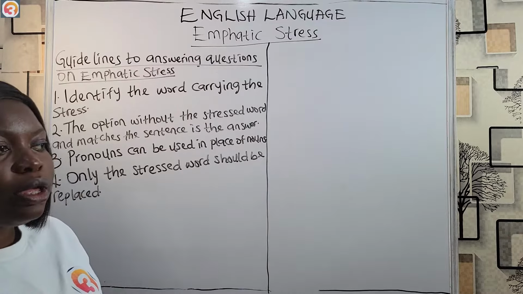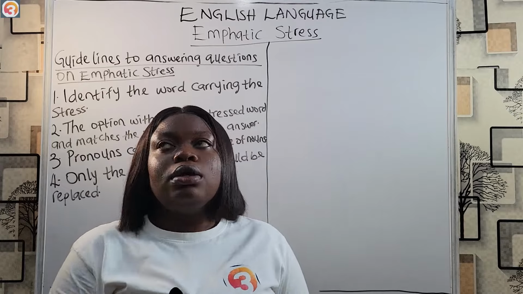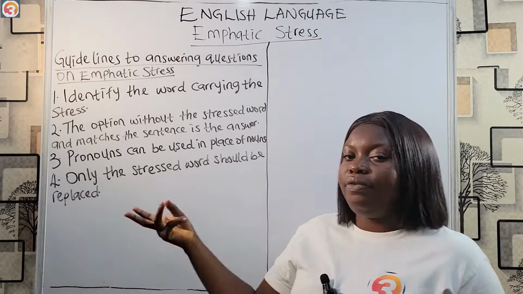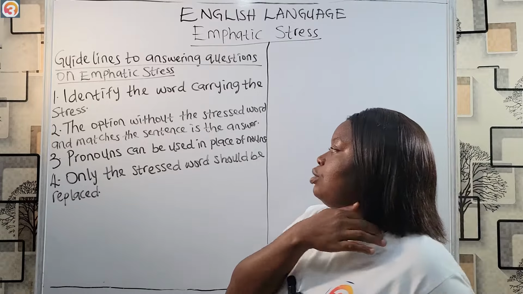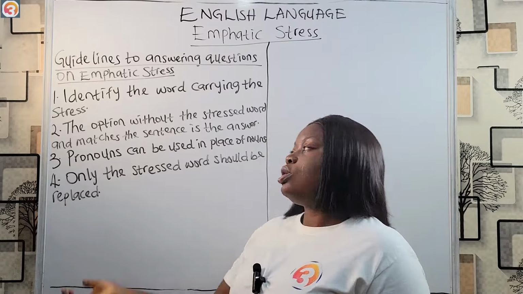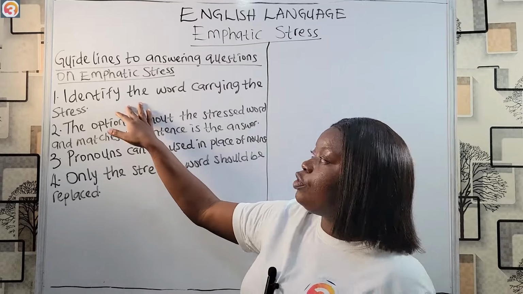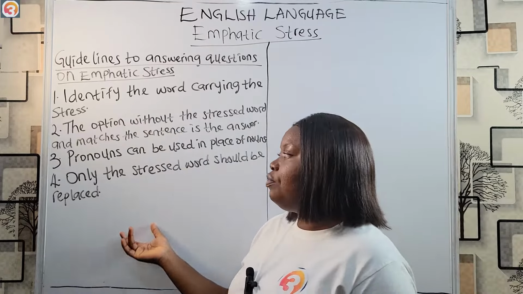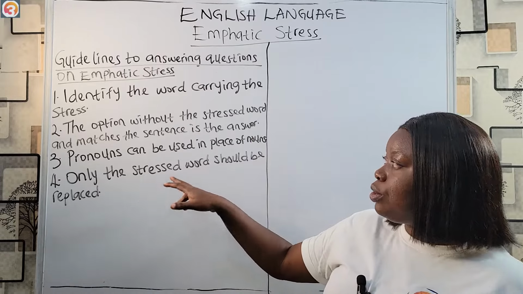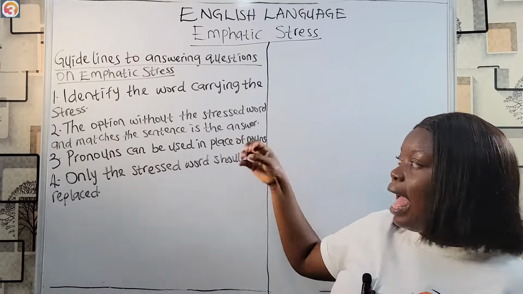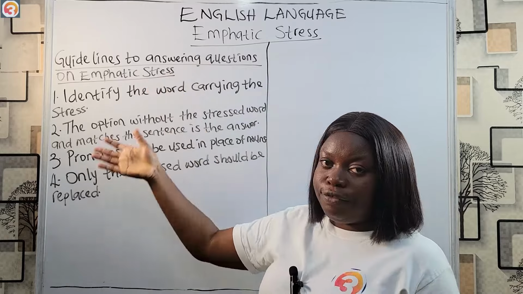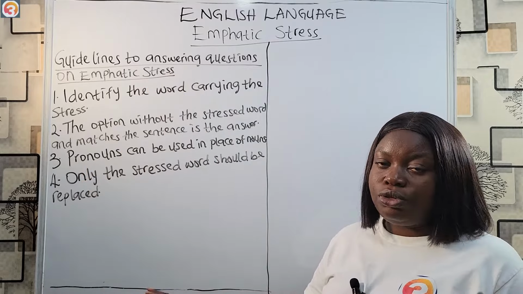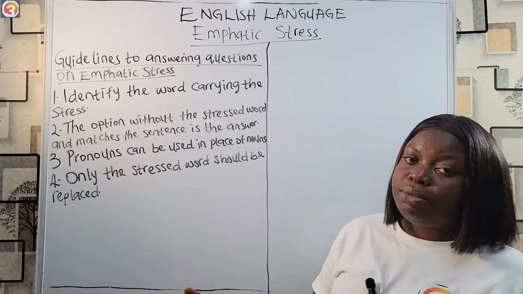So you're given a sentence, a word is carrying the emphatic stress. So for you to answer the questions, you will most likely be given options. First off, you identify the word carrying the emphatic stress. Next, you check the options, look for the option that doesn't contain that stressed word and still matches the sentence given. So it's not just that this option doesn't contain the stressed word, so that's the answer. Sometimes that is it.